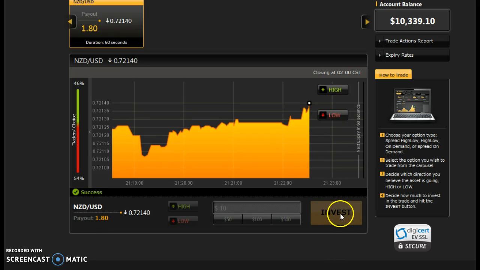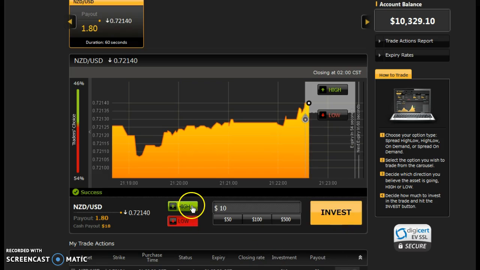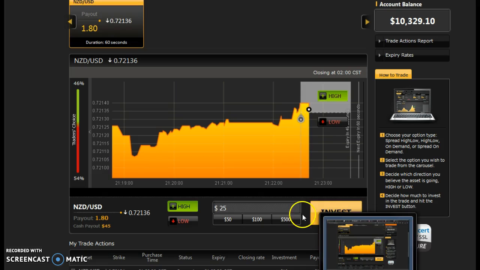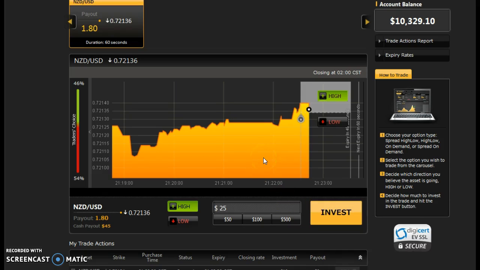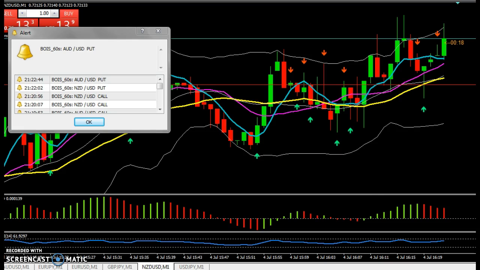So it did give a pop there, but it hit a lot of resistance. So I'm going to take this and be ready for a re-entry call if it continues to go up and gives me a call signal. But it is actually coming off of the channel line. Alright, so we got AUD USD put.